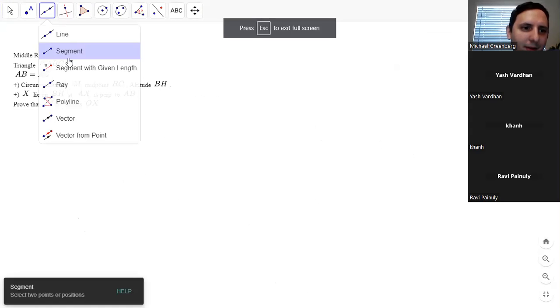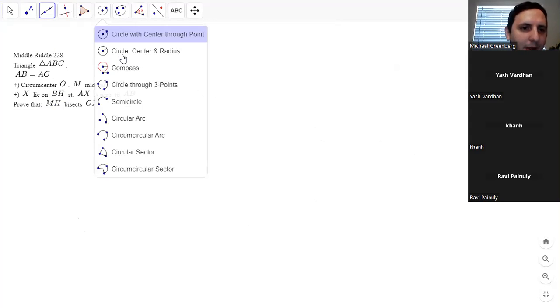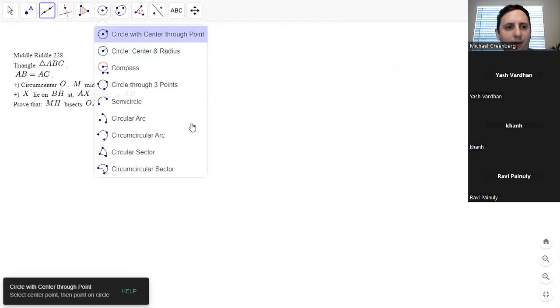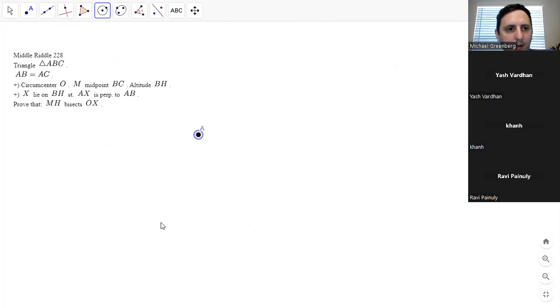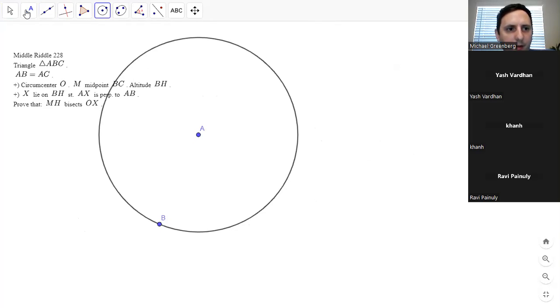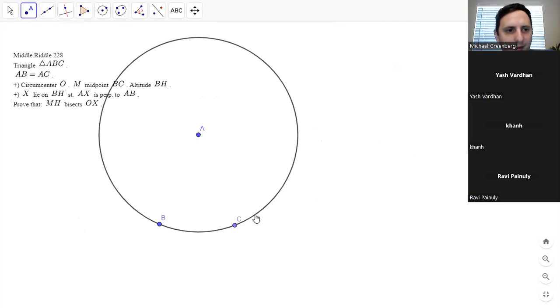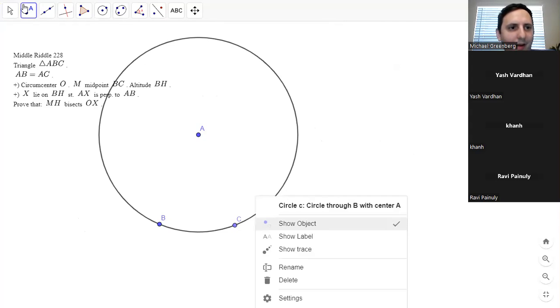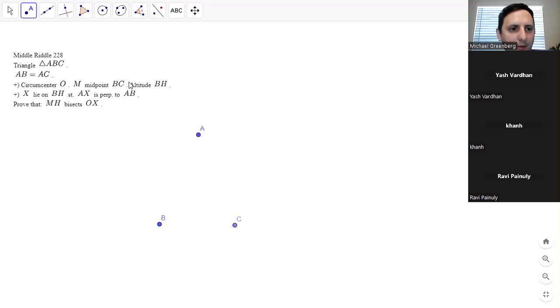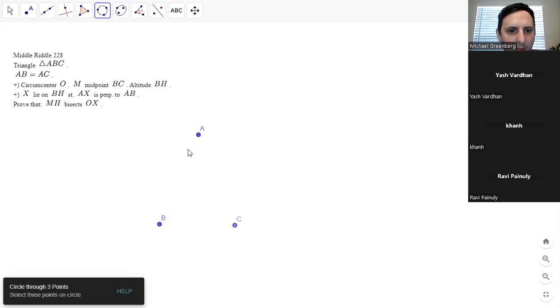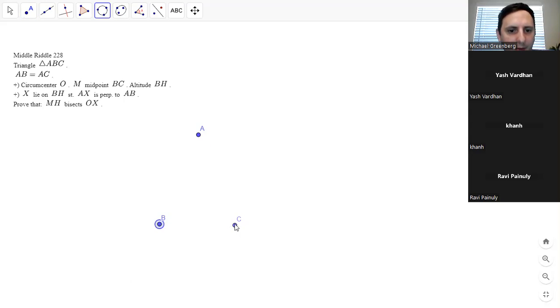So this one will be a little bit of a break. All right, so we have AB is equal to AC, and see how fast we can solve this. O is the circumcenter. M is the midpoint of BC, and BH is an altitude.